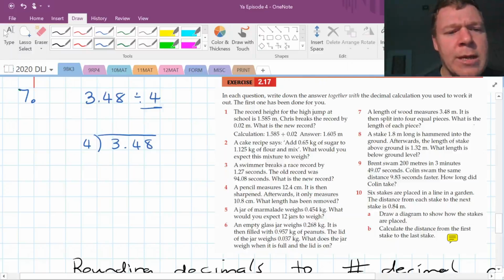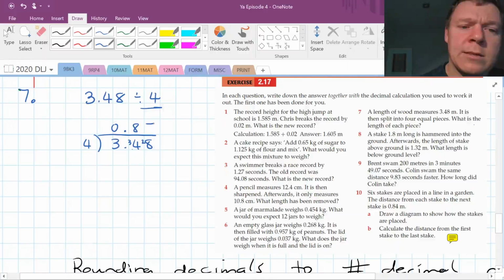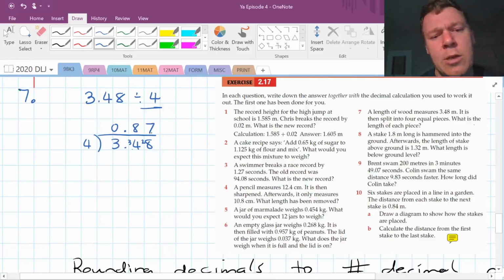4 goes into 3, 0 times. Just carry your decimal point up. Carry the 3 over, so 4 goes into 34, 8 times, remainder 2. 4 times 8 is 32, so you get that 2 remainder. 4 goes into 28, 7 times. So each block of wood is going to be 0.87 meters.